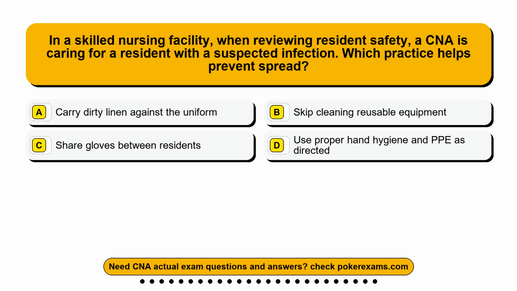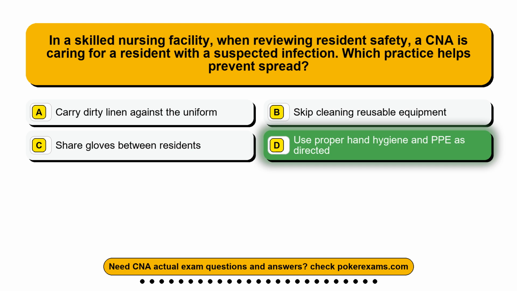Question 2. In a skilled nursing facility, when reviewing resident safety, a CNA is caring for a resident with a suspected infection. Which practice helps prevent spread? Option A. Carry dirty linen against the uniform. Option B. Skip cleaning reusable equipment. Option C. Share gloves between residents. Option D. Use proper hand hygiene and PPE as directed.